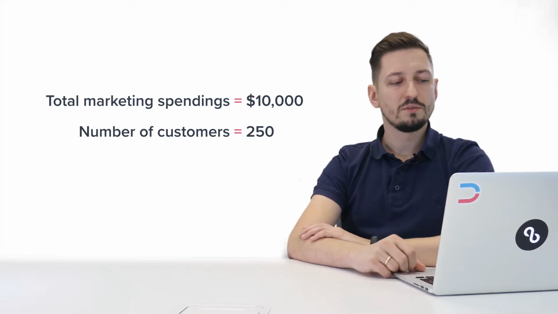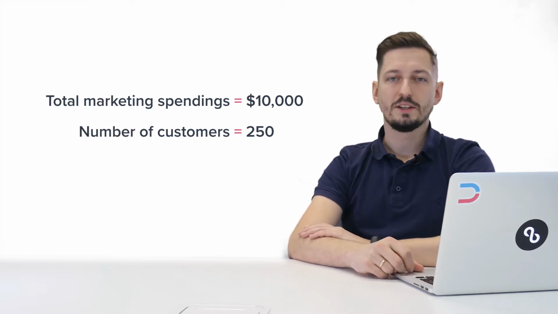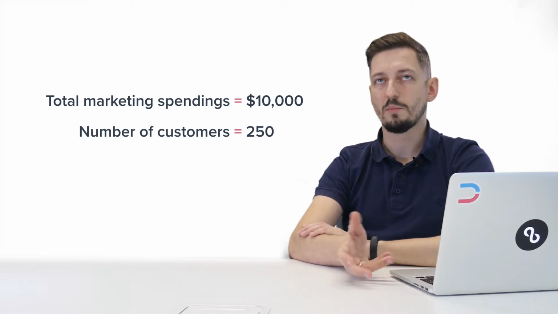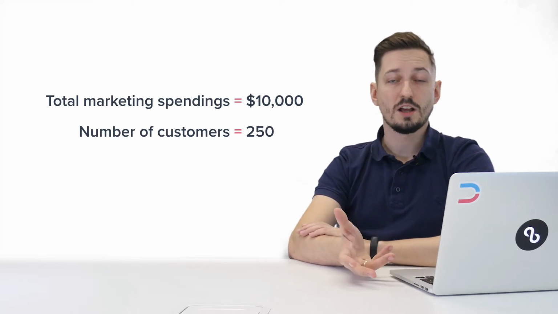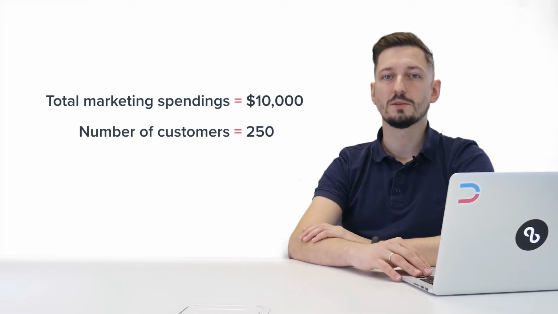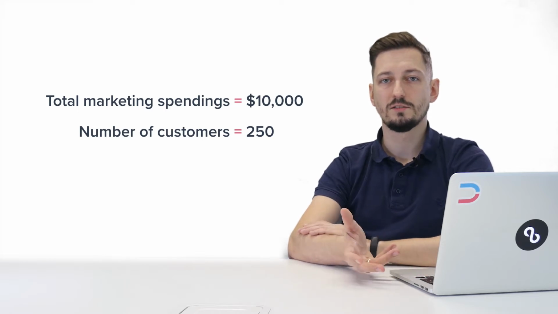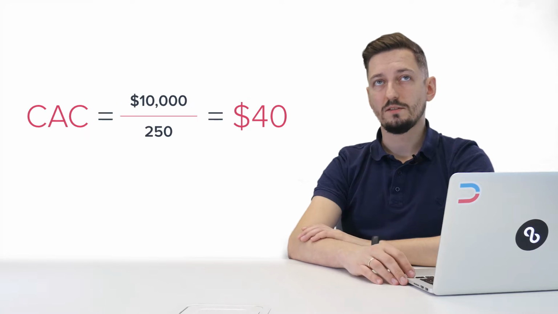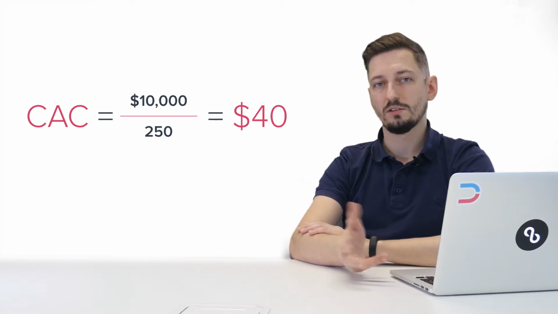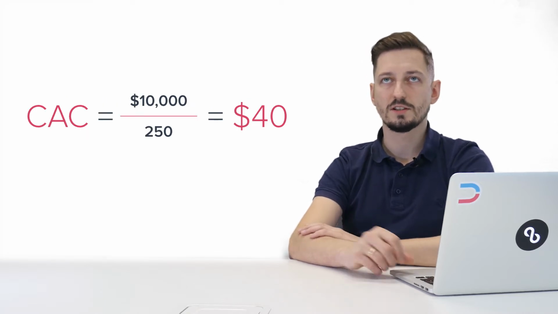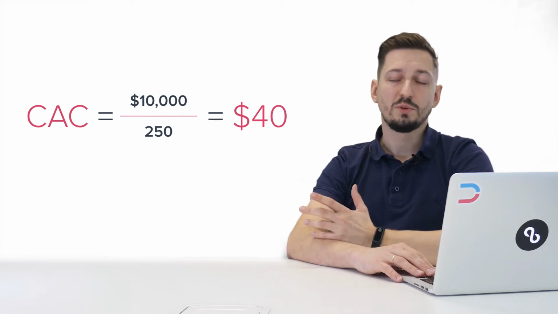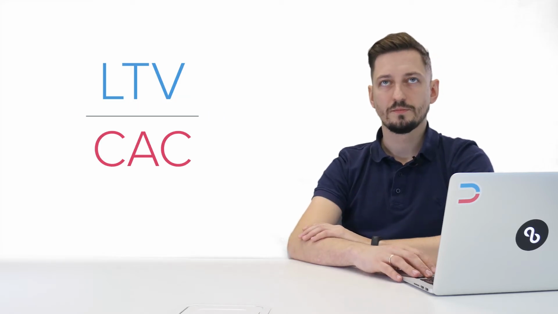Okay, so for example, let's say that your total marketing spendings are $10,000 in a month, and the number of customers that you acquire during this month is 250. So the CAC would be $10,000 divided by the total number of customers acquired, which gives us the $40 amount. So this would be the CAC in this example.